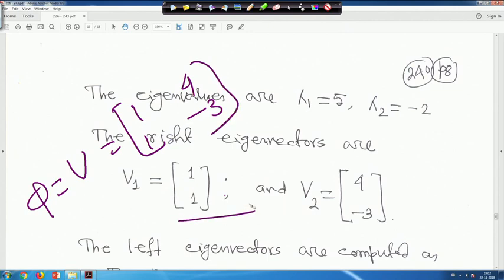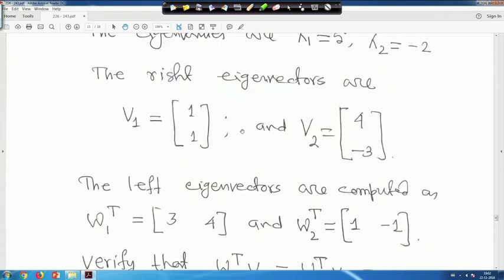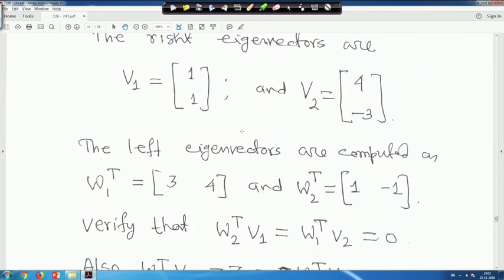So, this way we write like this: V1 means the first column, V2 means the second column. If you find the right eigenvector following the same procedure, you will get this. The left eigenvectors you can compute similarly. It is given W1 transpose, that is 3 4, and W2 transpose, 1 minus 1. That means psi is equal to W, the left eigenvector.